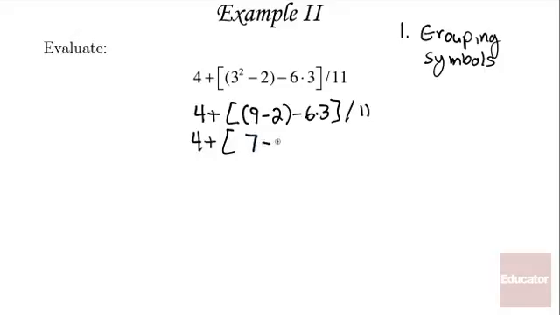So I eliminated those parentheses, minus 6 times 3. Okay, I got rid of my parentheses, but I still have some brackets here that I have to get rid of. I look inside the brackets, and I see I have no powers. I do have multiplication. So I'm going to get 7 minus 18. Now all I have left is subtraction.